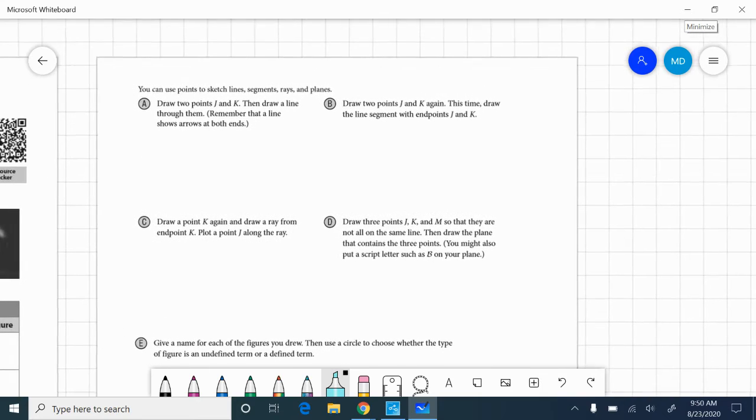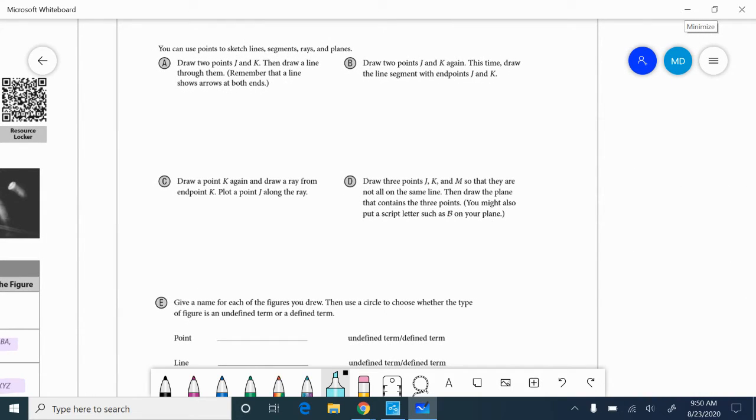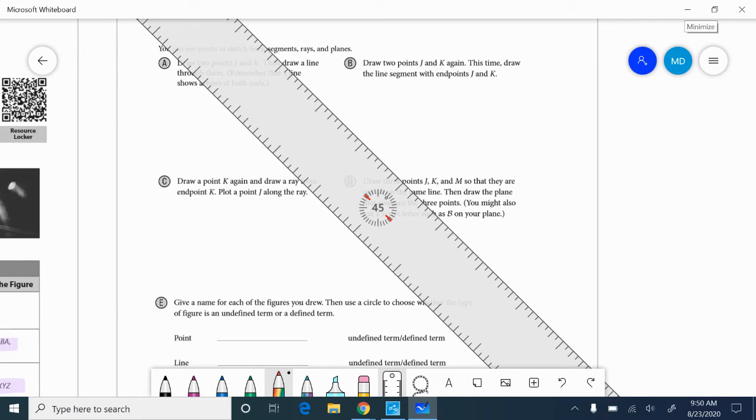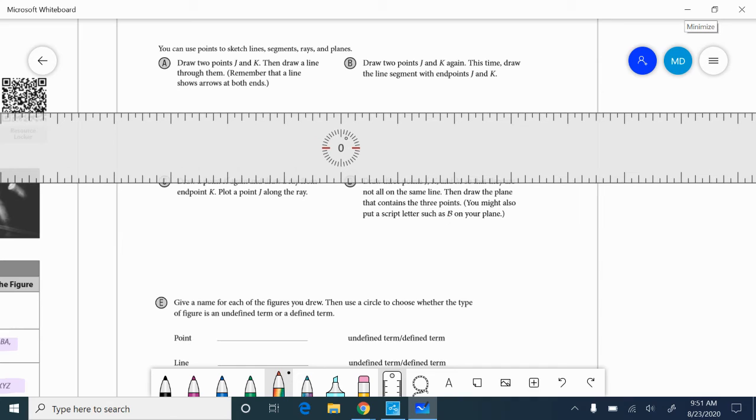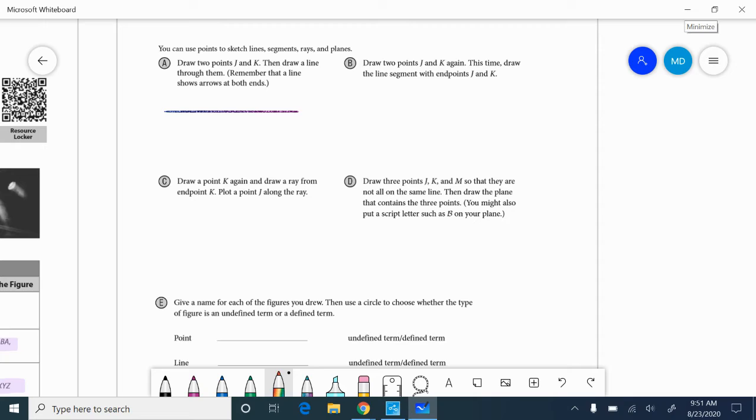So I'm moving on to page 6 now. And it says you can use points to sketch lines, segments, rays, and planes. So I do want to show you a couple examples here. For A, draw 2 points, J and K, and then draw a line through them. So I am going to grab my ruler and I'm going to draw a line. Now, it has to pass through points J and K. And because it's a line, we have the arrow marks at both ends.